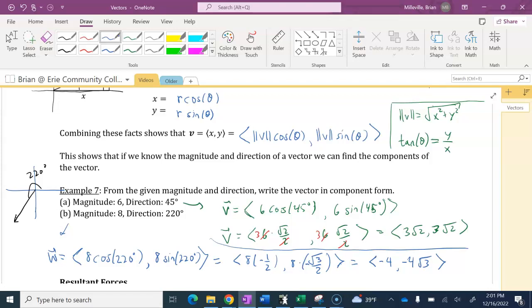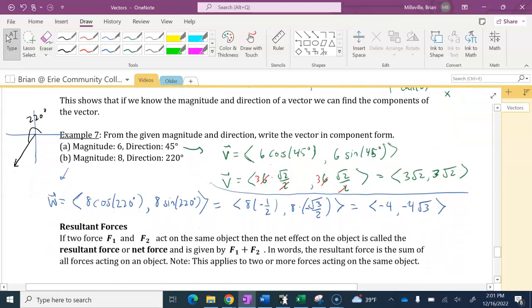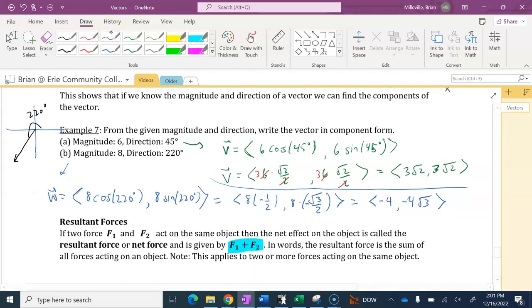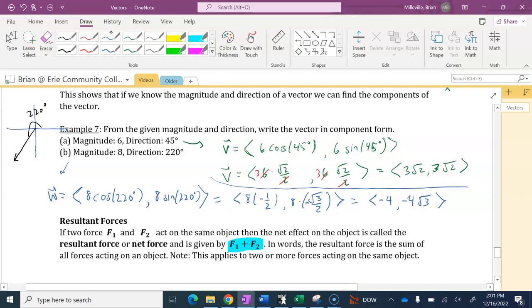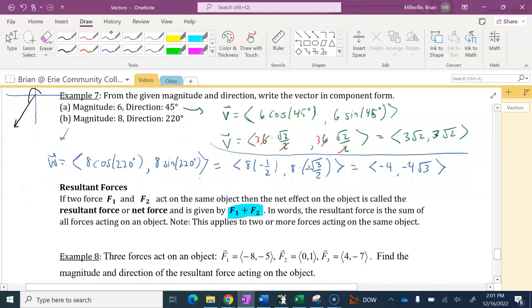All right. The last thing we're going to do in this video is talk about resultant forces. This is one application. If we have two forces acting on the same object, then the net effect is called the resultant force or the net force, and it's given just by the sum of the two. They combine together in that way, and we just do the vector addition. So the resultant force is just all the forces acting on an object. This applies to two or more forces, which we're going to do in the next example. So if you have, say, 5 forces, you'd add all 5 together if they're acting on the same object.